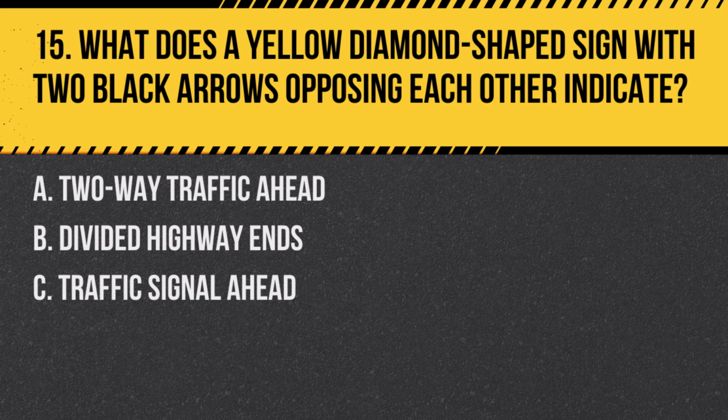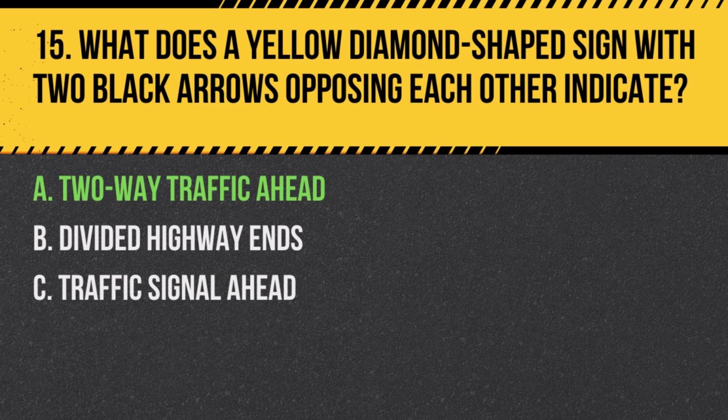Question 15. What does a yellow diamond-shaped sign with two black arrows opposing each other indicate? A. Two-way traffic ahead. B. Divided highway ends. C. Traffic signal ahead. Answer. A. Two-way traffic ahead.